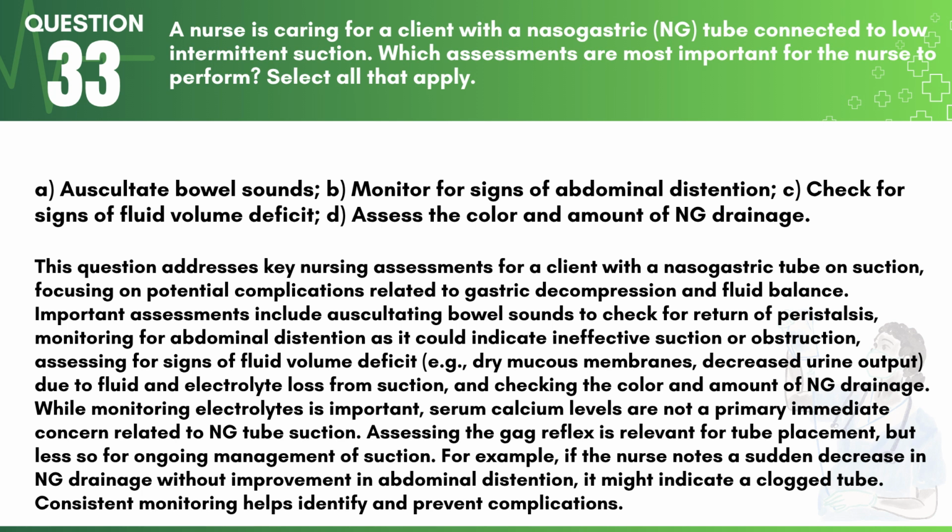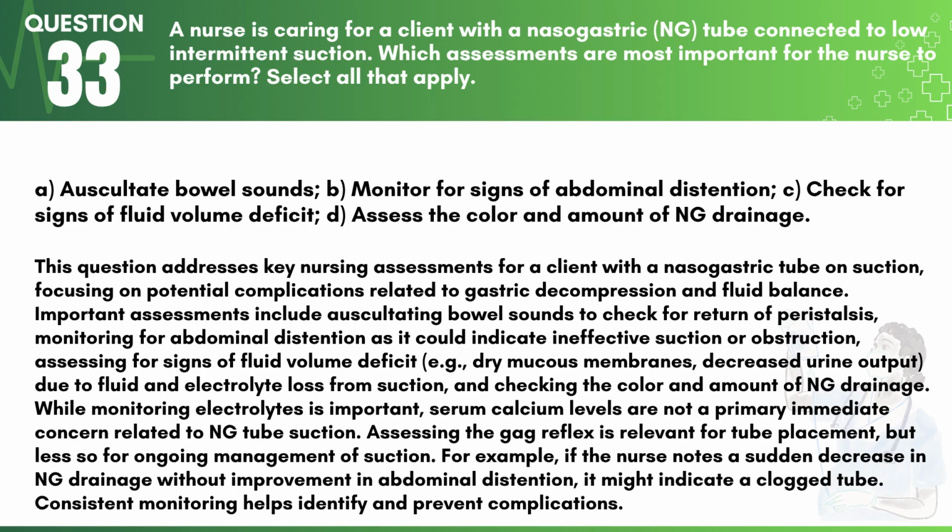Important assessments include auscultating bowel sounds to check for return of peristalsis, monitoring for abdominal distension as it could indicate ineffective suction or obstruction, assessing for signs of fluid volume deficit, e.g., dry mucous membranes, decreased urine output, due to fluid and electrolyte loss from suction, and checking the color and amount of NG drainage. While monitoring electrolytes is important, serum calcium levels are not a primary immediate concern related to NG tube suction. Assessing the gag reflex is relevant for tube placement, but less so for ongoing management of suction.